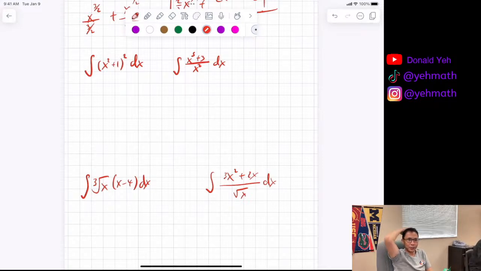x cubed plus 3. The first one says x squared plus 1, parentheses squared. But don't kill puppy. Over x, the second one over x squared. It's over x squared.